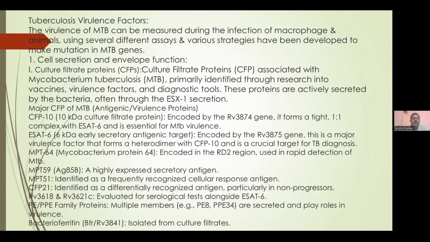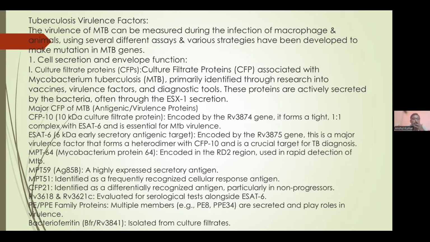MPT59, a highly expressed secretory antigen. MPT51, identified as a frequently recognized cellular response antigen. CFP21, identified as a differentially recognized antigen, particularly in non-progressors. RB3618 and RB3621C, evaluated for serological test alongside ESAT6.